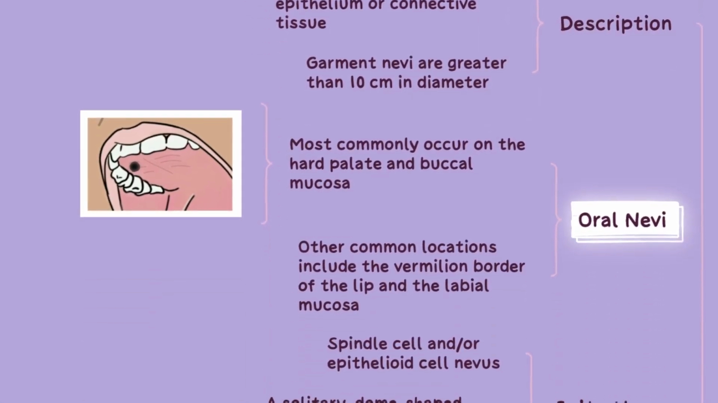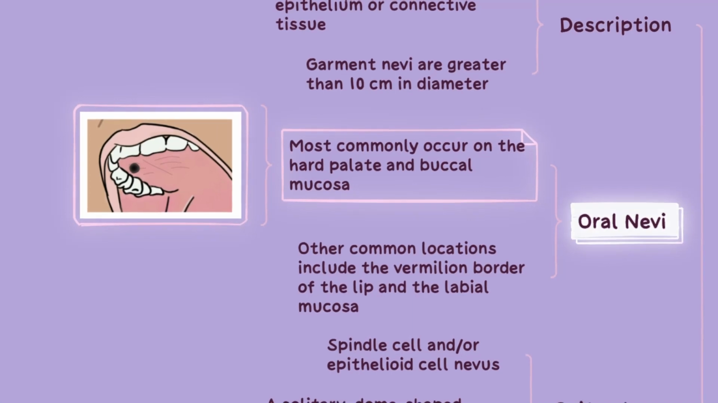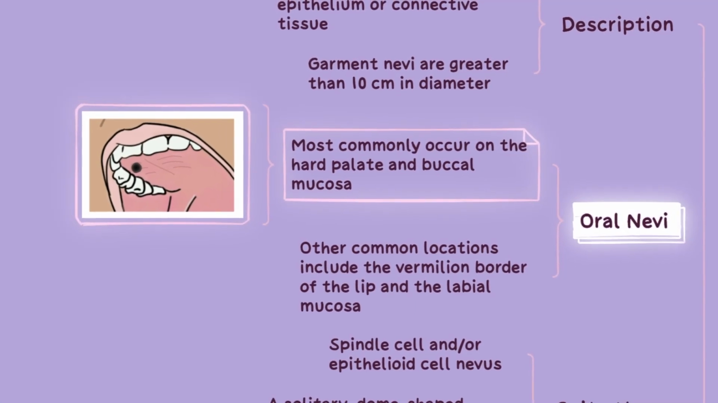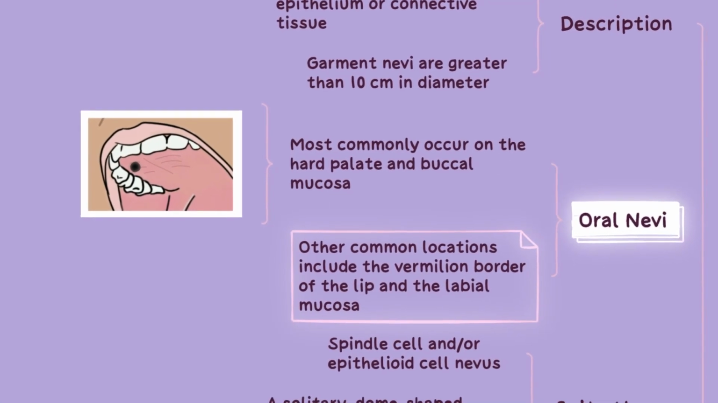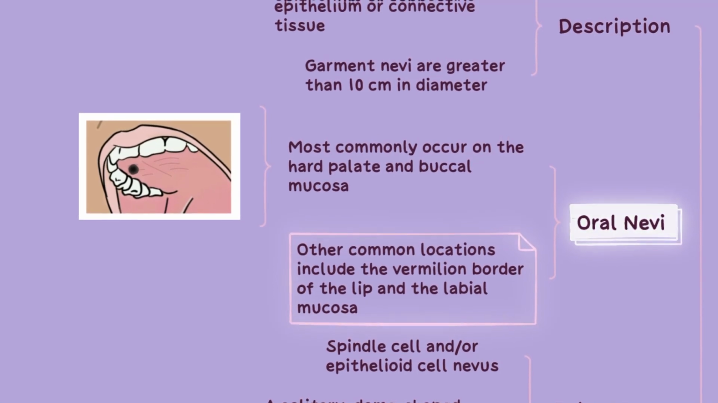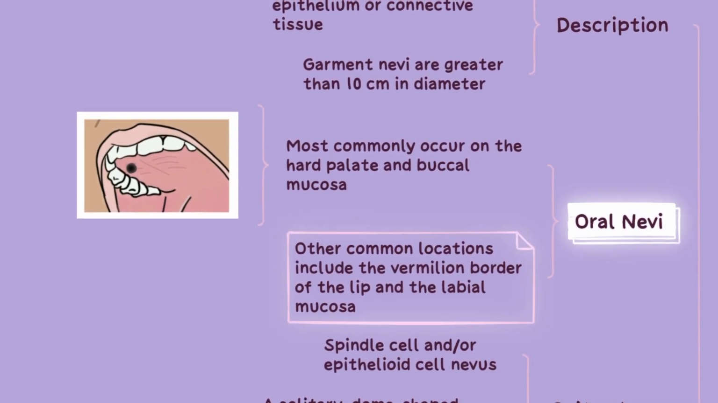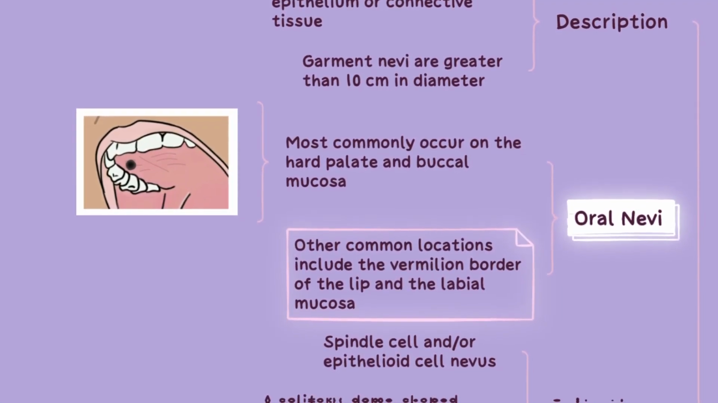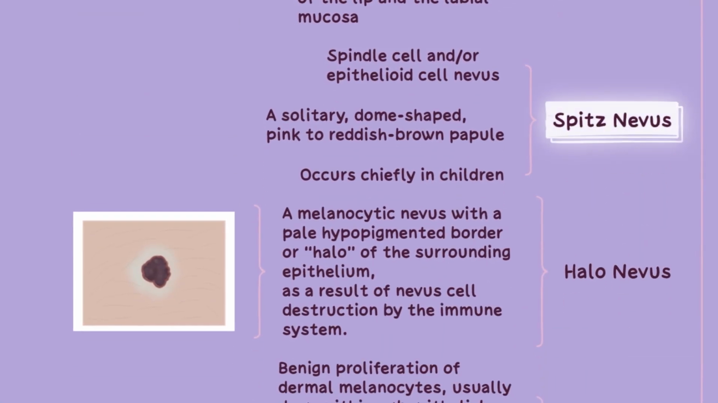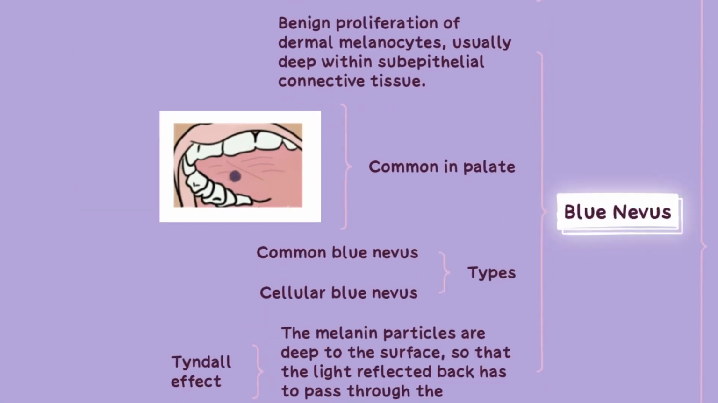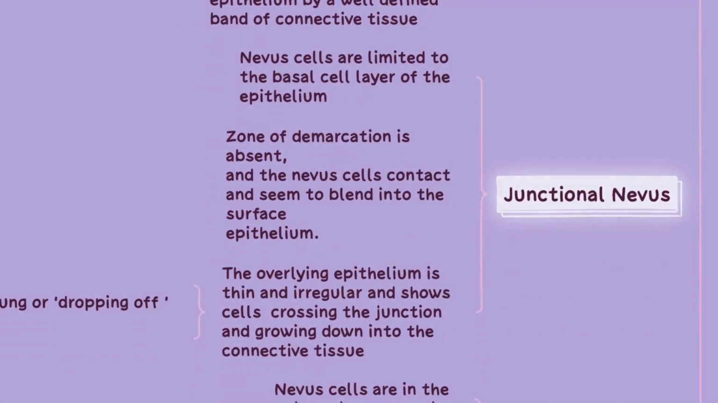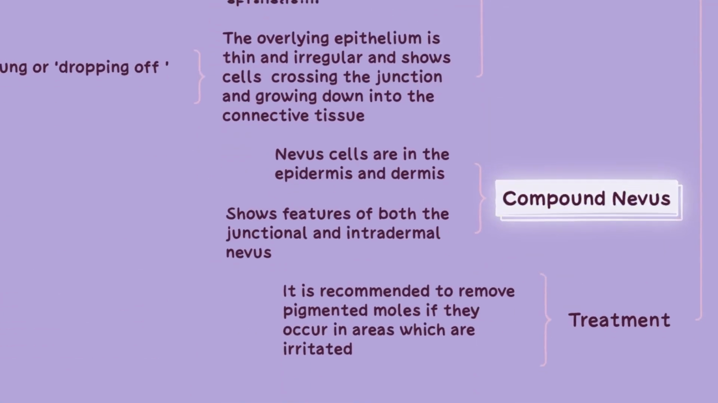Oral nevi can be found in various locations within the oral cavity, with the most common sites being the hard palate and buccal mucosa. Other common locations include the vermilion border of the lip and the labial mucosa. There are different types of nevi including Spitz nevus, halo nevus, blue nevus, intradermal nevus, junctional nevus, and compound nevus.